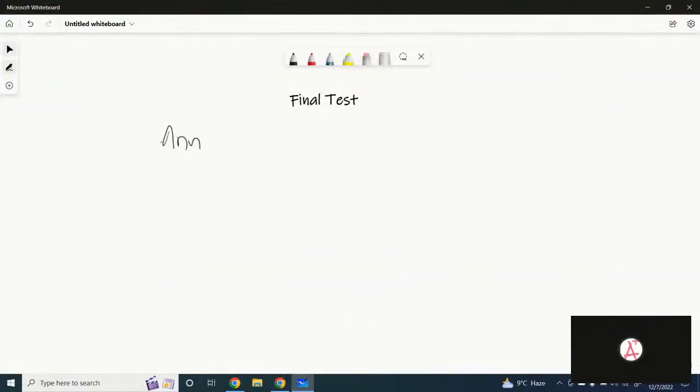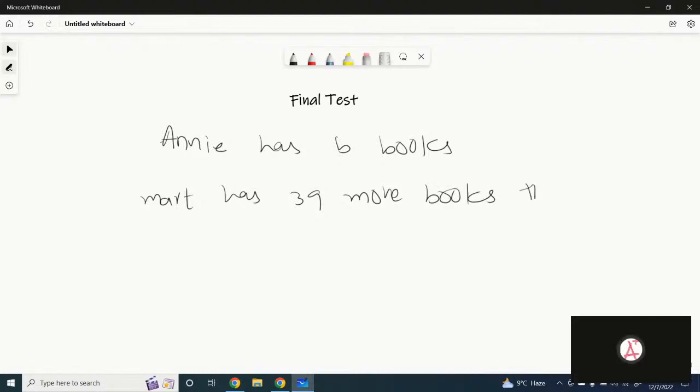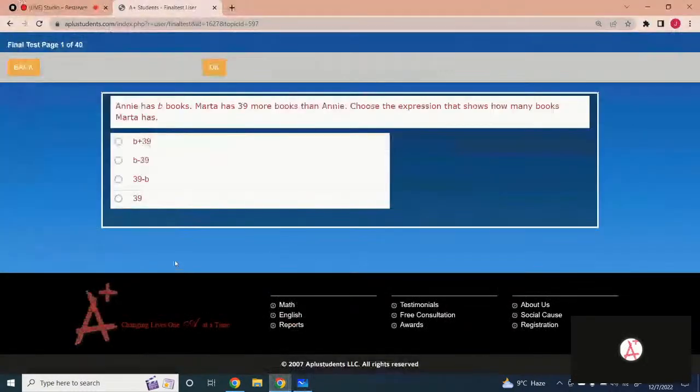Annie has B books. Martha has 39 more books than Annie. So Annie has B, and 39 more means B plus 39. That would be the books that Martha has. Got it? It would be B plus 39. Very good, everyone. Just select the correct option, then click on the OK button.